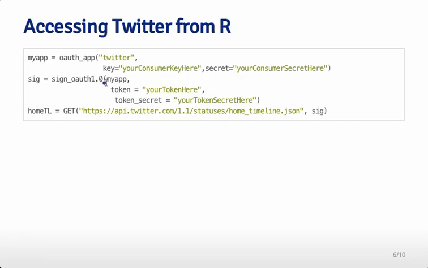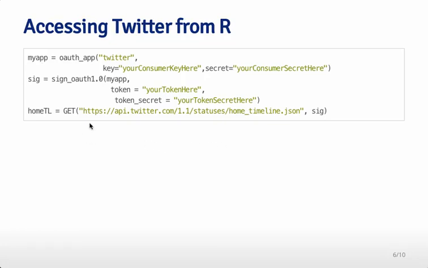Then what I'm going to do is take that application and sign in. And I'm going to sign in using the token here that I collected from the website, as well as my token secret that I collected from the website here. So once I've done this, I've actually created the credentials that will allow me to access data that is privately held by Twitter that's only available to people with an application.